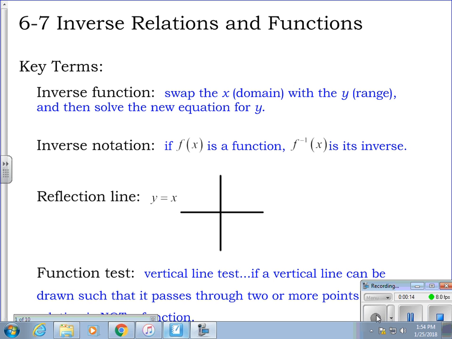We will be finding inverse functions. I'm going to tell you some inverse functions are impossible to find, but none of the ones that I make you do.